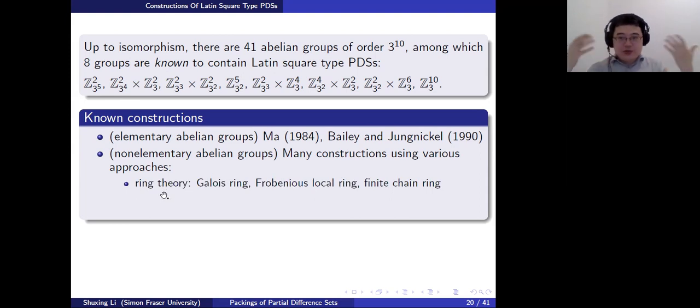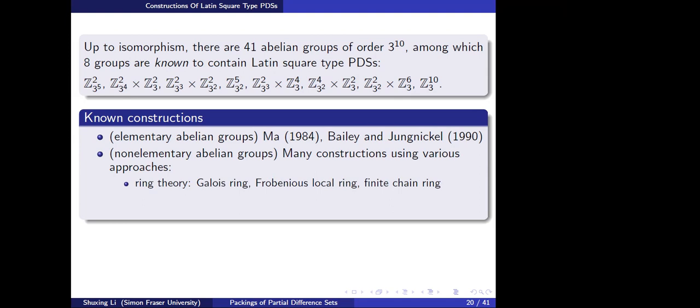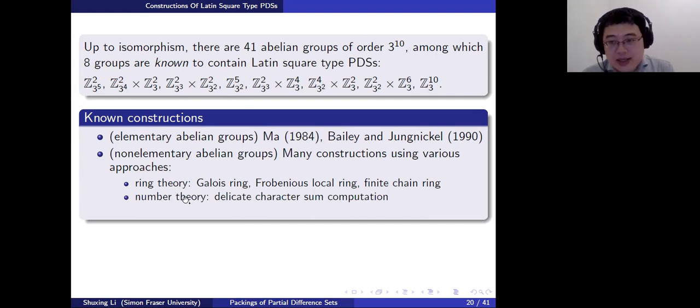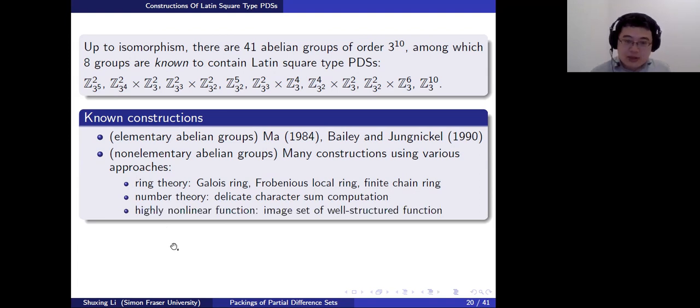The first approach is to use ring theory. Given a ring, we not only have the additive operation, but also the multiplicative operation. So people used the multiplicative structure very well to construct partial difference sets. The second approach is the number theory approach, which involves very delicate character sum computation. And the third one is applying some highly nonlinear function. So for some very structured function, its image set naturally gives us some PDS.